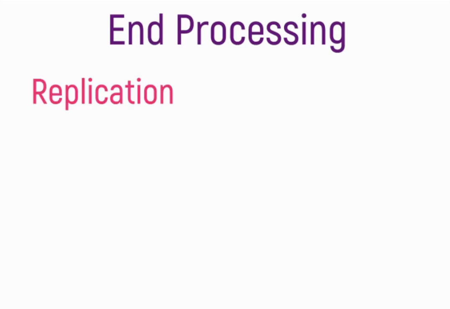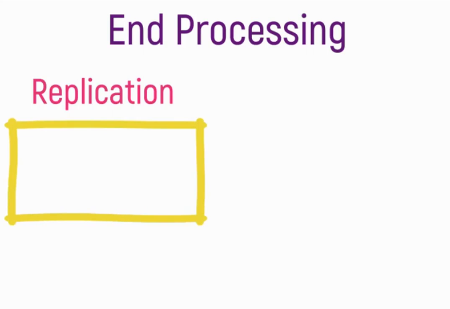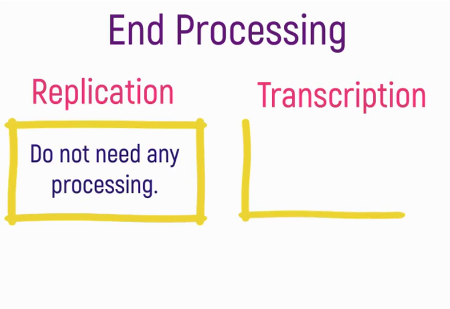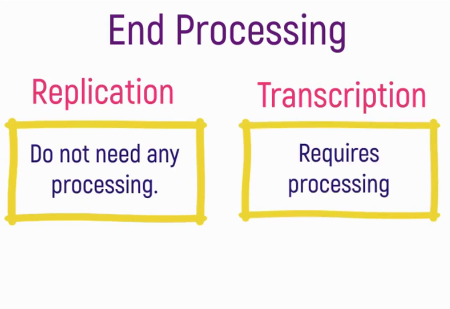In DNA replication, the newly synthesized DNA is perfectly normal and therefore undergoes no processing, while transcription produces primary RNA transcript molecules which need processing to acquire final form and size.